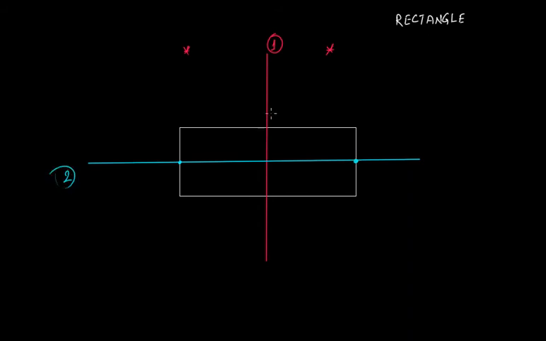Just forget about this line and focus on this one. If you focus on this one, then this is one part and this is another part. Both these two half parts are mirror images of each other. Therefore this figure is symmetrical around this axis of symmetry too. This is one axis of symmetry, this is another axis of symmetry. So in this case we have two axes of symmetry.